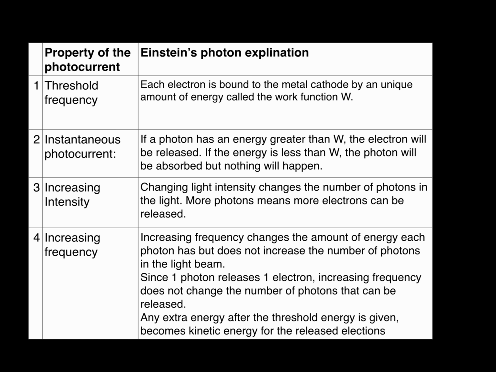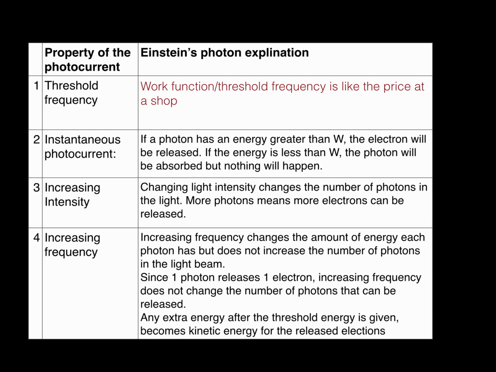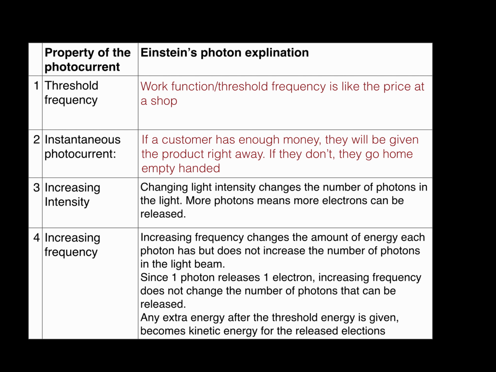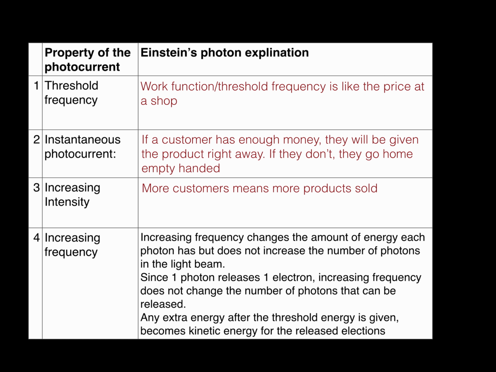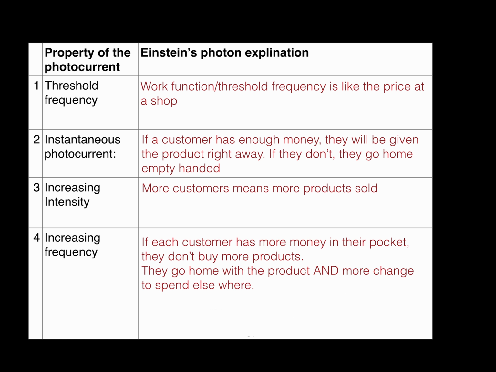Think about it like this. The work function, or the threshold frequency, is like the price at a shop. If a customer has enough money, they will be given the product right away. If they don't, they'll go home empty-handed. More customers means more products are sold. If each customer has more money in their pocket, they don't necessarily buy more products. How many things does a person actually need? They go home with the product and more change to spend somewhere else.